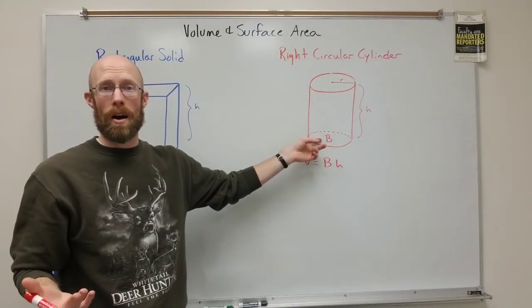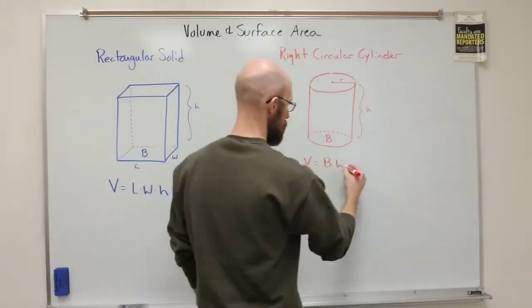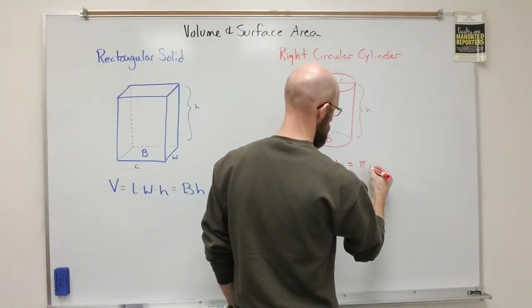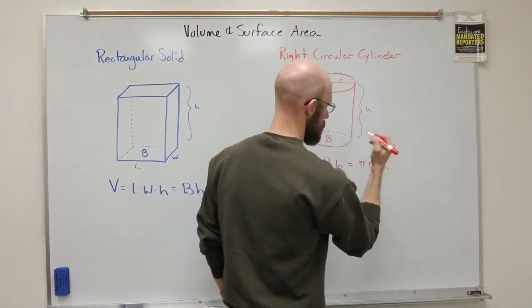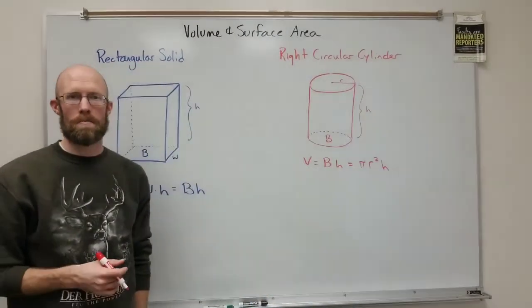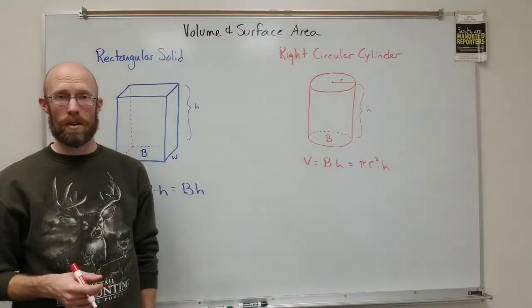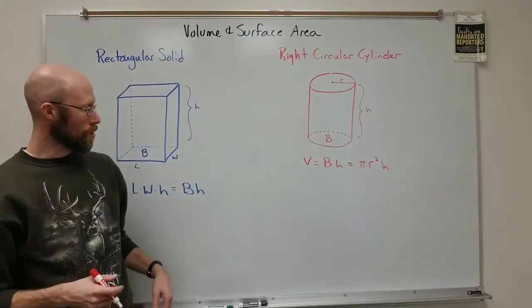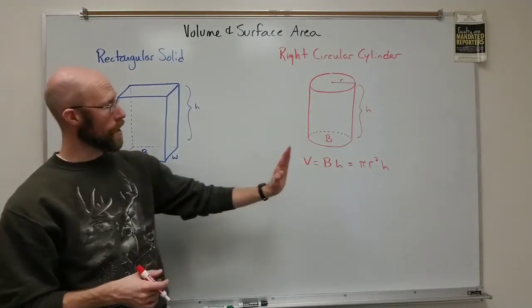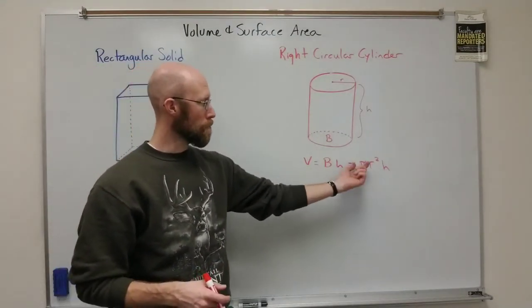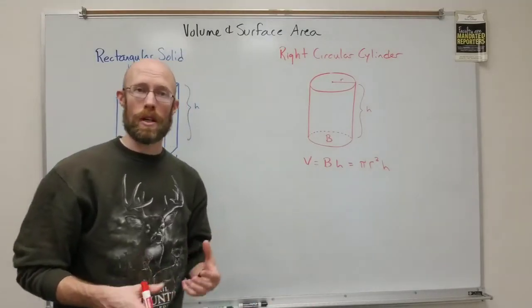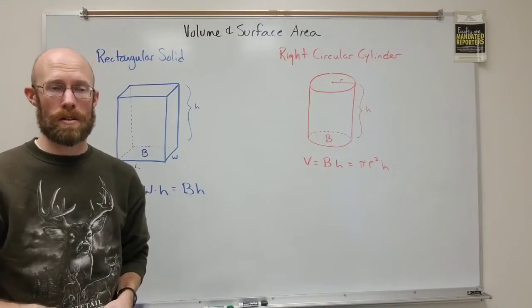It's pi r squared, right? So this is equivalent to pi times the radius squared times h, the volume of a right circular cylinder. And so in both cases, with the rectangular solid and the cylinder, the base area times the height will give you the volume of those objects.